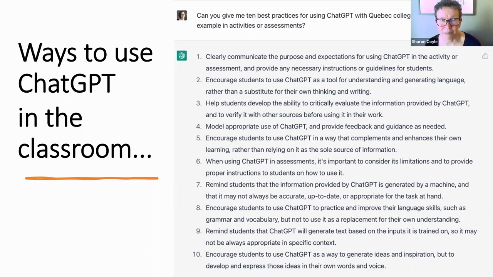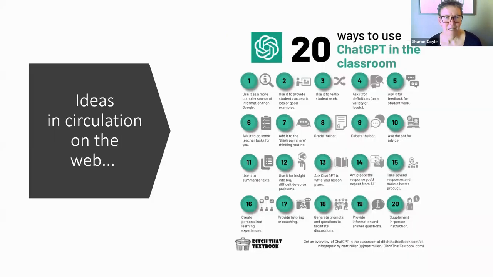And then you could ask for 10 more, and then you could ask for 10 more. There's going to be some overlap, but there are lots of ways. There are also lots of people on the internet who are putting out information about how you can use this. So this website, Ditch That Textbook, has given 20 pretty interesting ideas. So it's more curated, I would say, than what ChatGPT is generating.